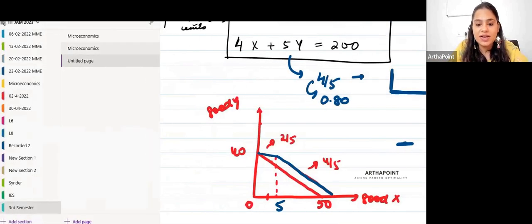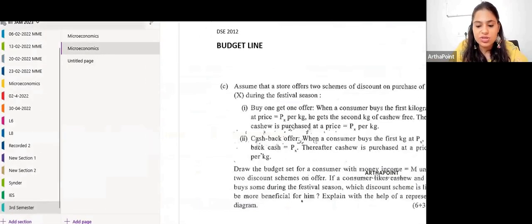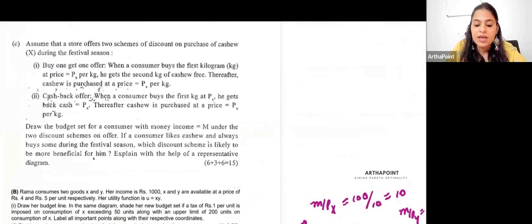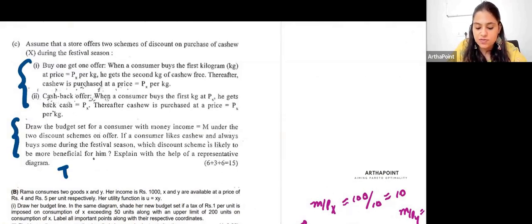Let's quickly do one last question based on it. So this question came in one of the papers. I like this question a lot. Assume that a store offers 2 schemes of discount on purchase of cashew. I will do this and you try this yourself.